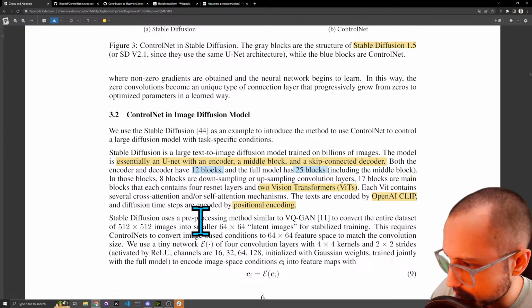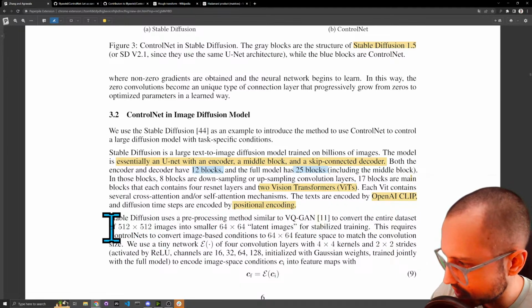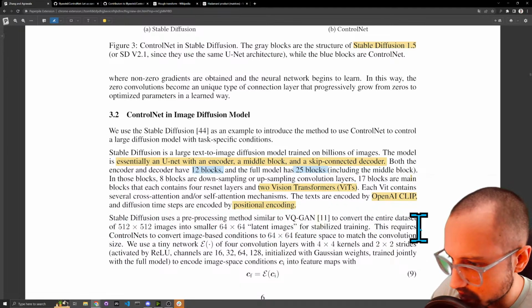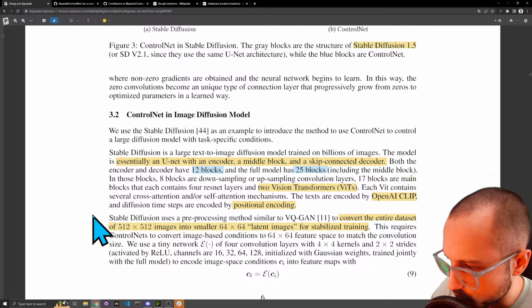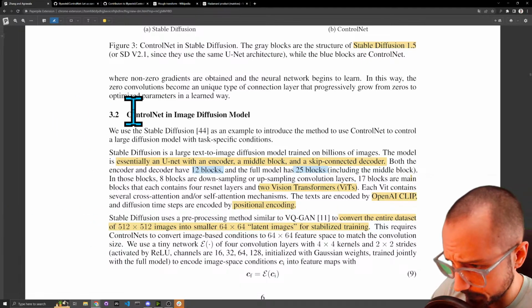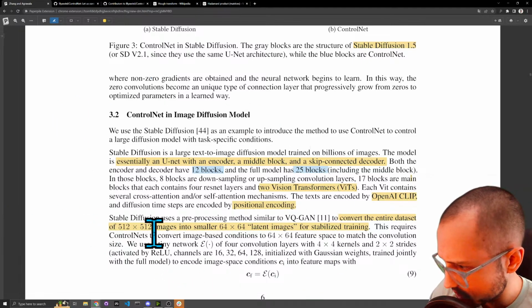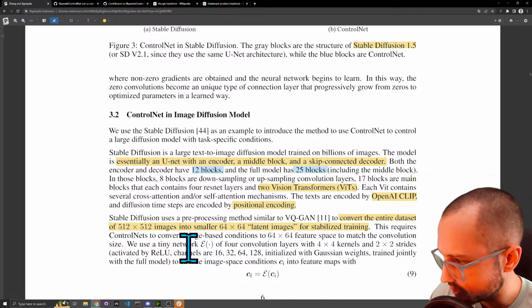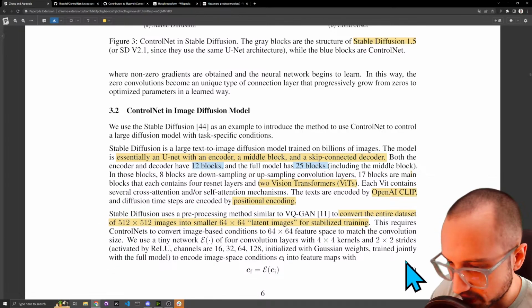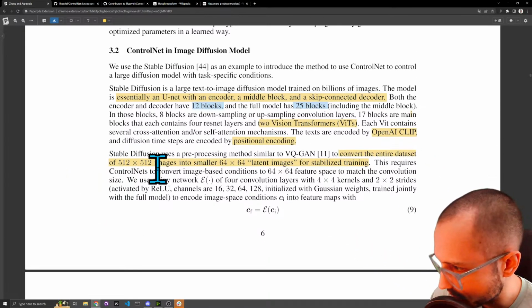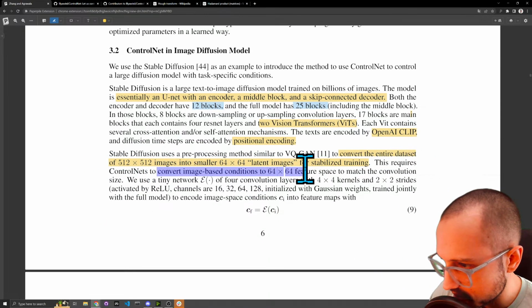Stable Diffusion uses a pre-processing method similar to VQ-GAN to convert the entire dataset of 512x512 images into smaller 64x64 latent images. Yeah, so this is just to make things faster, right? You reduce the dimensionality of your images. This requires ControlNets to convert image-based conditions to 64x64 feature space to match the convolution size. Okay, here we go. We're finally starting to understand what they're doing here. They're converting the image-based conditions to feature space.